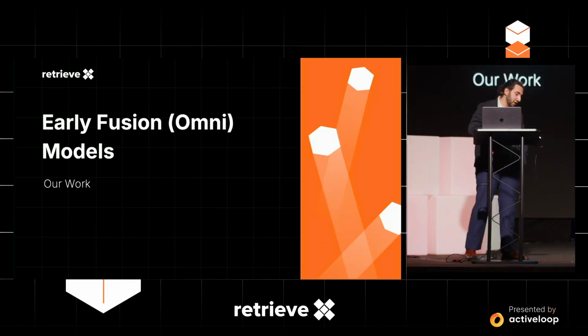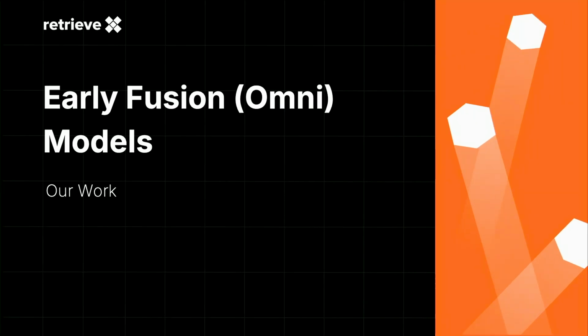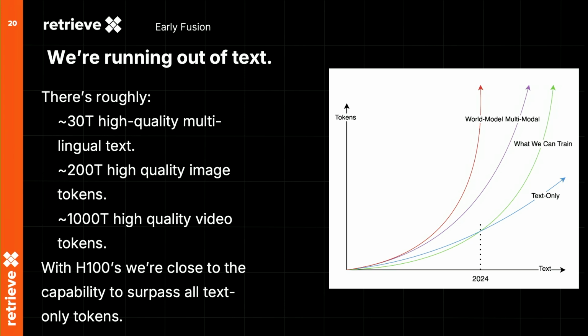So from here, I want to pivot a little bit to our work, and I promise that at the end it will all intersect. Specifically, I want to talk about what we called early fusion models. I think internally within Meta, what GPT-4o coined as Omni models. And so I will specifically be talking about our work here.